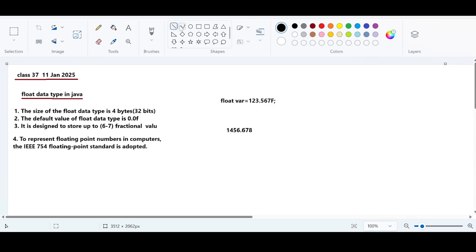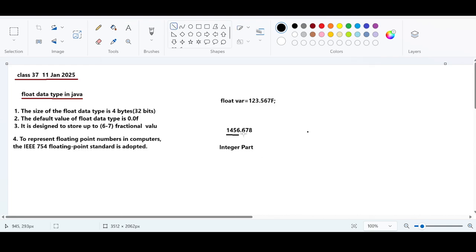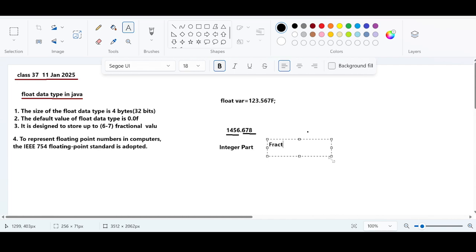If I ask you the numbers that are before the decimal point, what do you call them? Integer part. Just remember this. And the numbers that are after the decimal point, what do you call them? The fractional part.